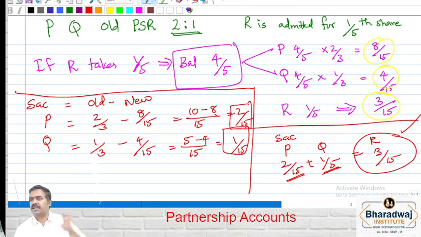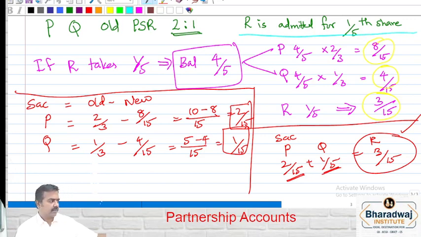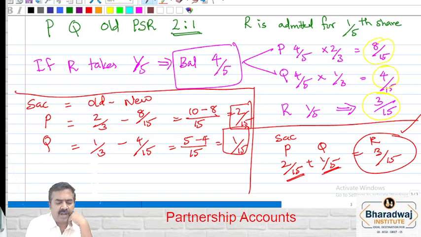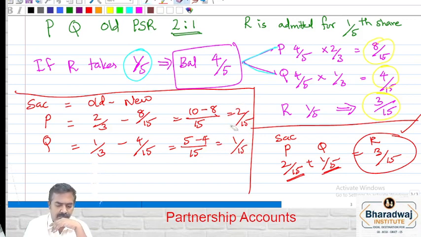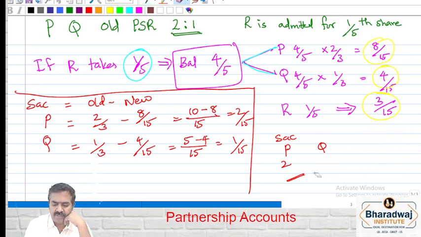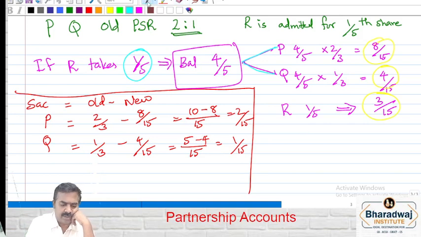Do you understand the difference between the first question and this question? In the first question, the old and new ratio were given. We just worked out which ratio? The sacrificing ratio. In this question, the old ratio is given and the new partner's new ratio is given. The others' ratio is not mentioned to us. Clear? If R takes 1 by 5, the balance will be 4 by 5. This 4 by 5 is shared by P and Q in their ratio. So 8:4:3 is the new ratio. Old ratio minus new ratio gives us the sacrificing ratio. The last one is only a verification, no need to take up. It is automatically understood. 2 by 15 plus 1 by 15 is 3 by 15.